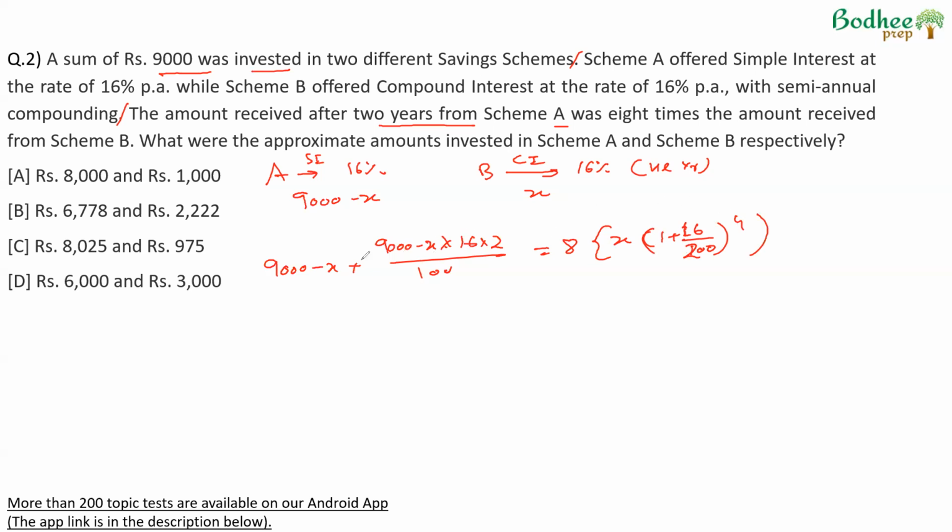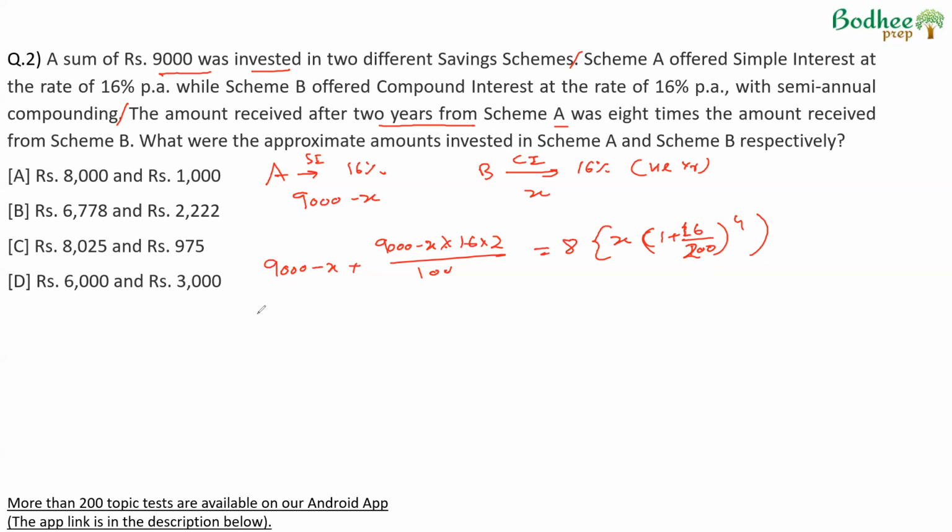Now, technically, this is one equation in X, and we should be able to solve this equation to get the answer. The only problem is I do not see myself solving this equation without using the calculator, because here we'll have 27 upon 25. We'll have to take the power of 4 of that.